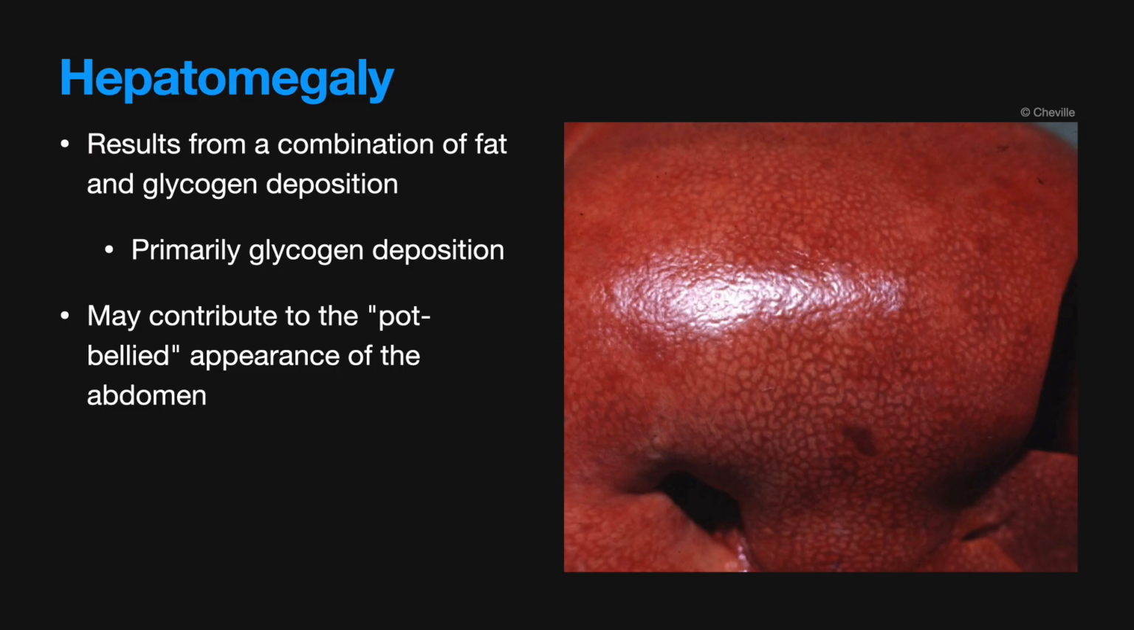Hyperadrenocorticism can also cause hepatomegaly due to a combination of fat and glycogen deposition. Of these, glycogen deposition is most significant. The enlarged liver can also contribute to the pot-bellied appearance of the abdomen.